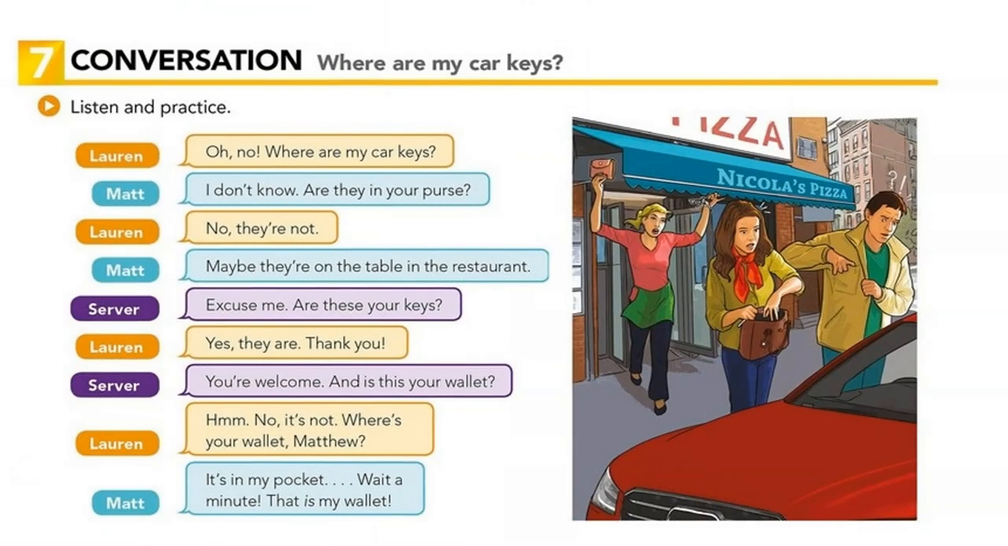Conversation. Where are my car keys? Listen and practice. Oh no. Where are my car keys? I don't know. Are they in your purse? No, they're not. Maybe they're on the table in the restaurant. Excuse me, are these your keys? Yes, they are. Thank you. You're welcome. And is this your wallet? No, it's not. Where's your wallet, Matthew? It's in my pocket. Wait a minute. That is my wallet.